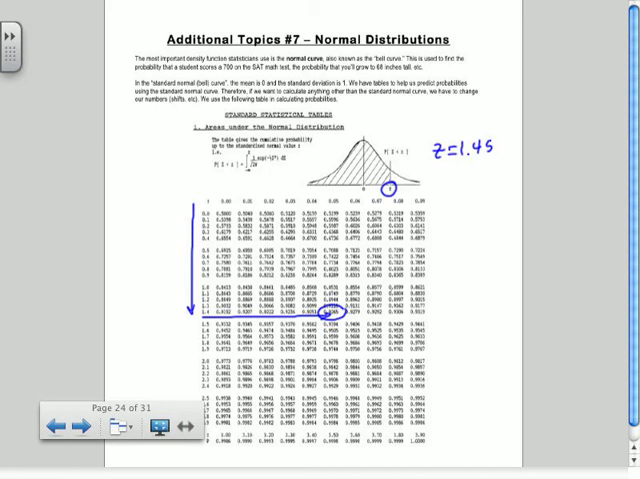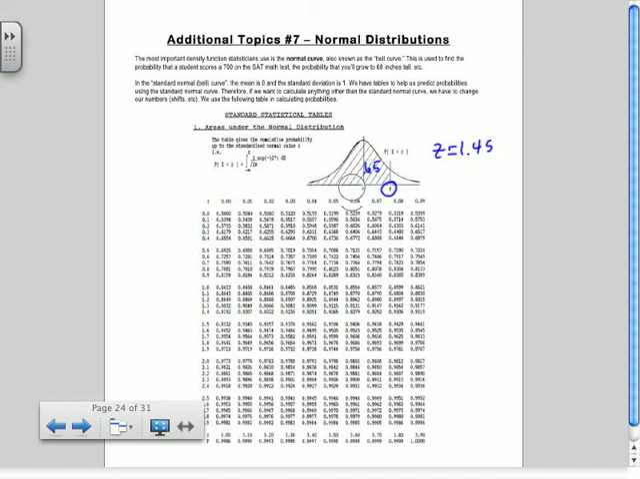So do you guys see that little tiny number? 0.9265, is that what it is? Okay, so that means 0.9265. This would be the area or the probability up to z equals 1.45. So an area of 1 is representing a probability of 100%. So that would be that area there.